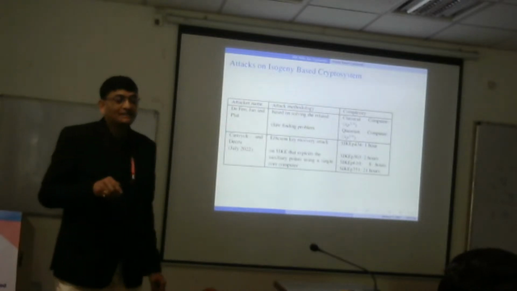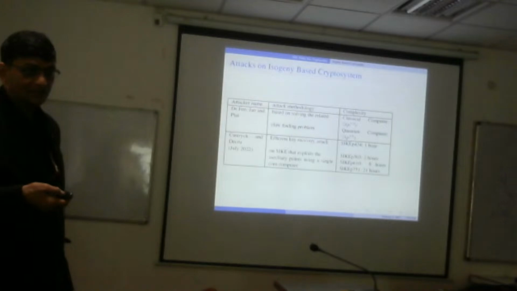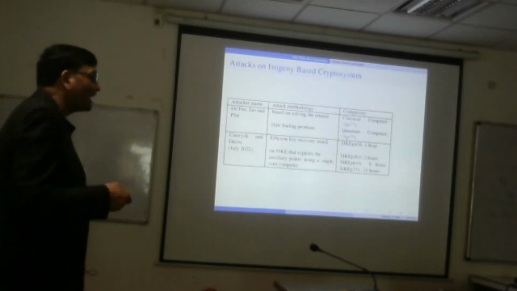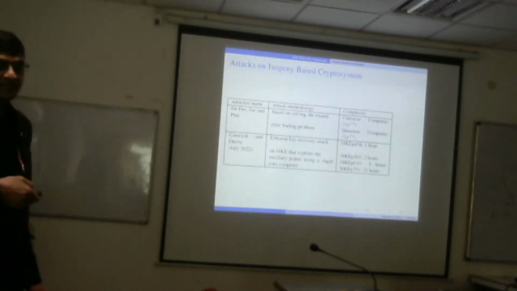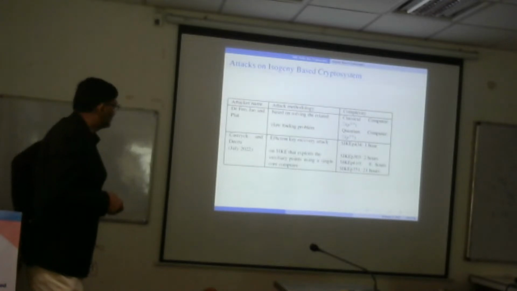But for the elliptic curve discrete log problem, we have a quantum computing algorithm that can be used to solve it in polynomial time. But for this particular isogeny problem, we don't have that algorithm. That algorithm cannot be applied in the isogeny-based system.